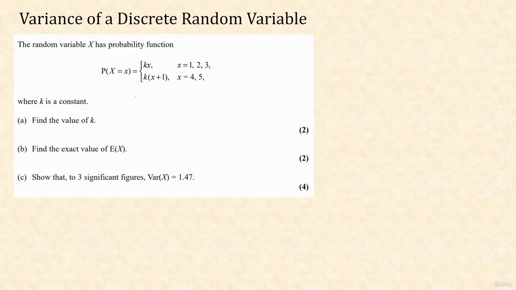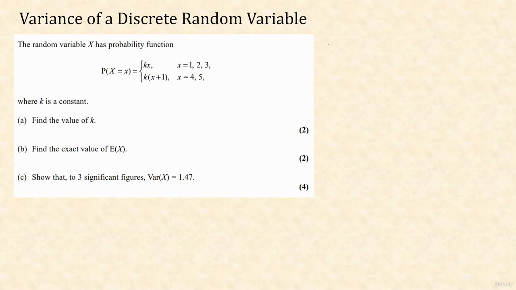Let's apply it in this case. Here's a random variable, and we want to first find the value of k. We've got one of these piecewise functions, a different rule for each part. So we're just going to work out first what k is. Our rule says that when x is 1, 2, and 3, the probabilities are k times x, and for 4 and 5, it's x plus 1 times k.